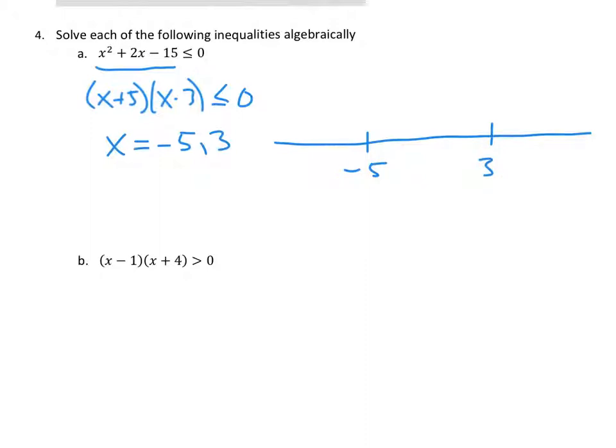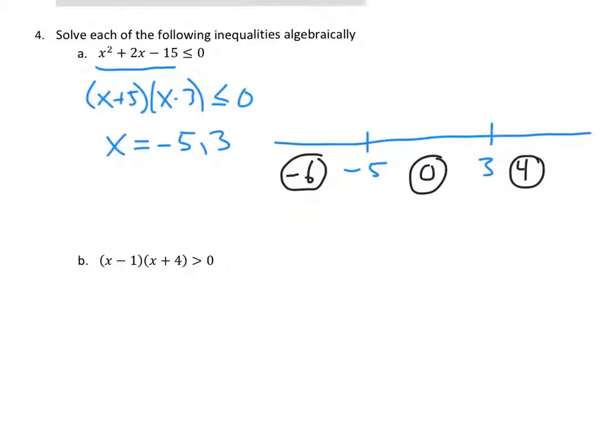And that would separate the number line into 3 distinct parts. We have the part on the far left, we have the part in the middle, and the part on the far right. Those are called test intervals. And we're going to pick a number inside each test interval called a test value. We can use any number we want as long as it's inside the interval. I'm going to use negative 6 as a test value for the left test interval, 0 for the middle one, and 4 for the right one.